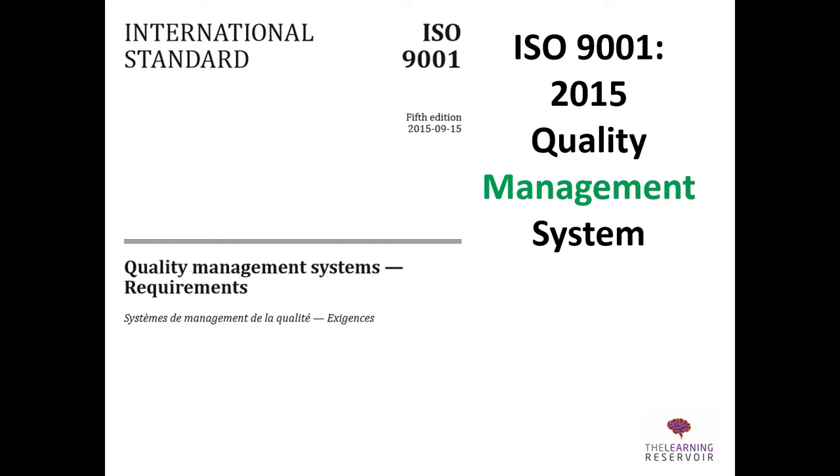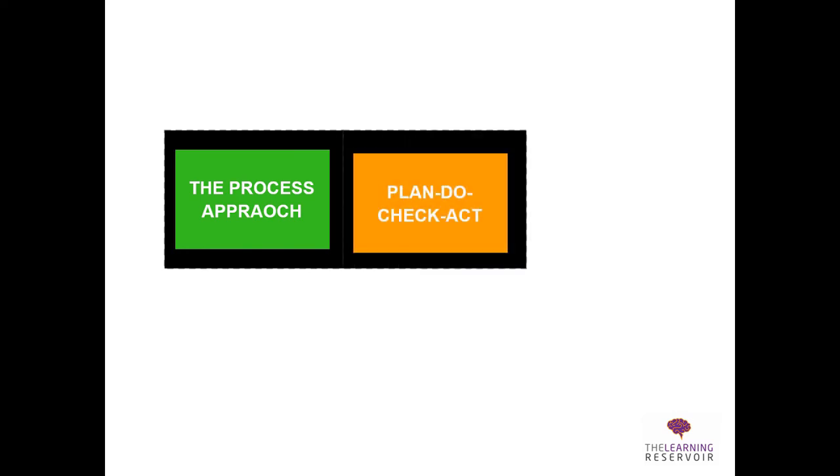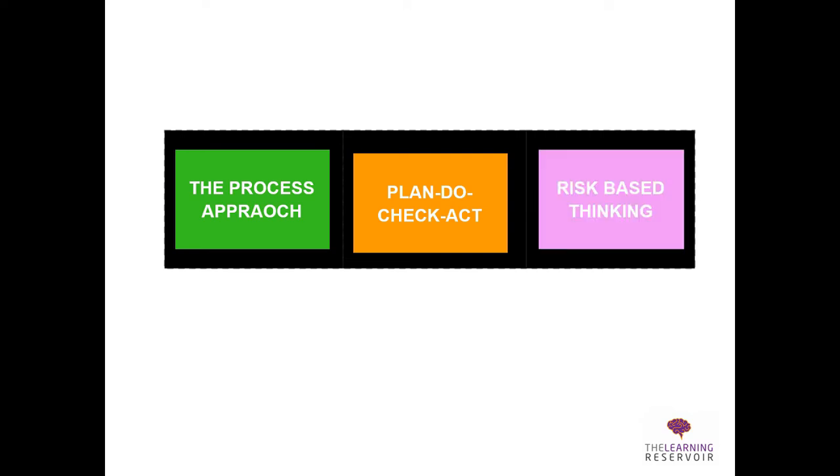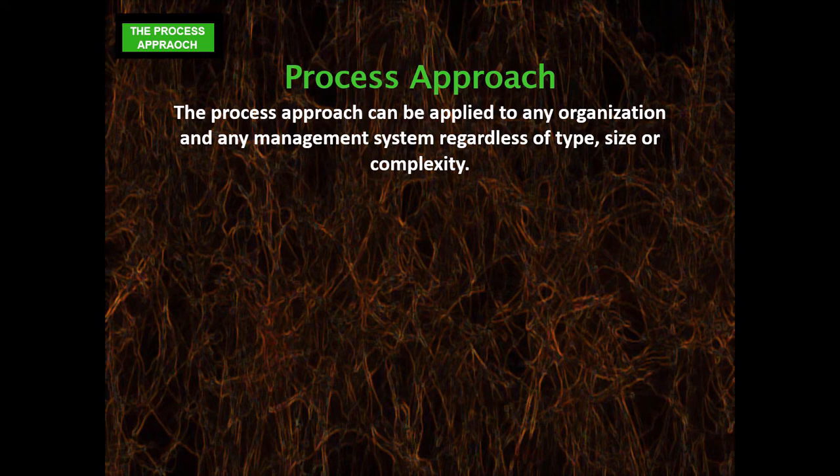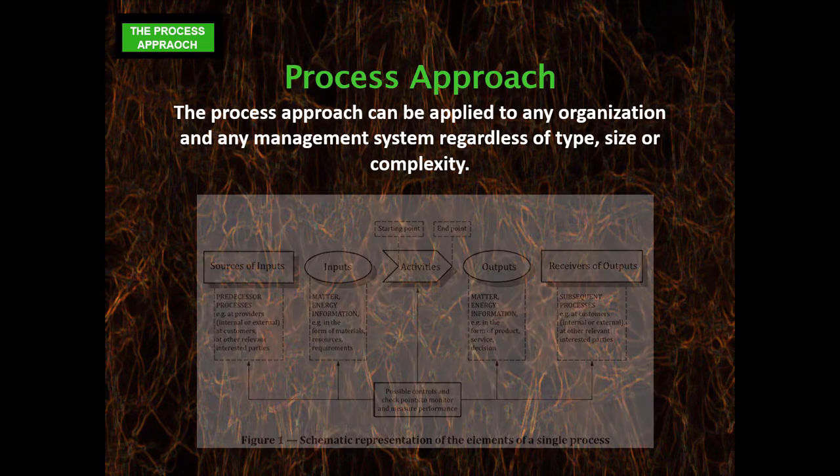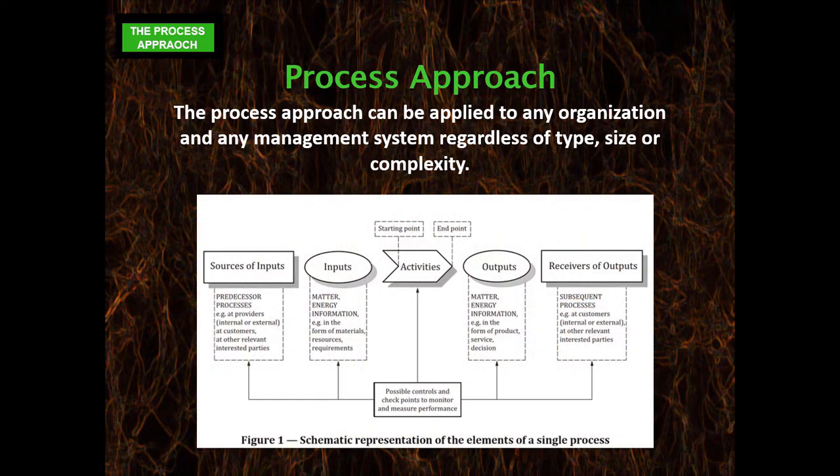The standard is built around three concepts: the process approach, the plan, do, check, act concept, and the concept of risk-based thinking. The standard uses a process approach to quality management. Within the standard, you have this graphic which outlines the different elements of a single process. The process approach includes establishing the organization's processes to operate as an integrated and complete system.